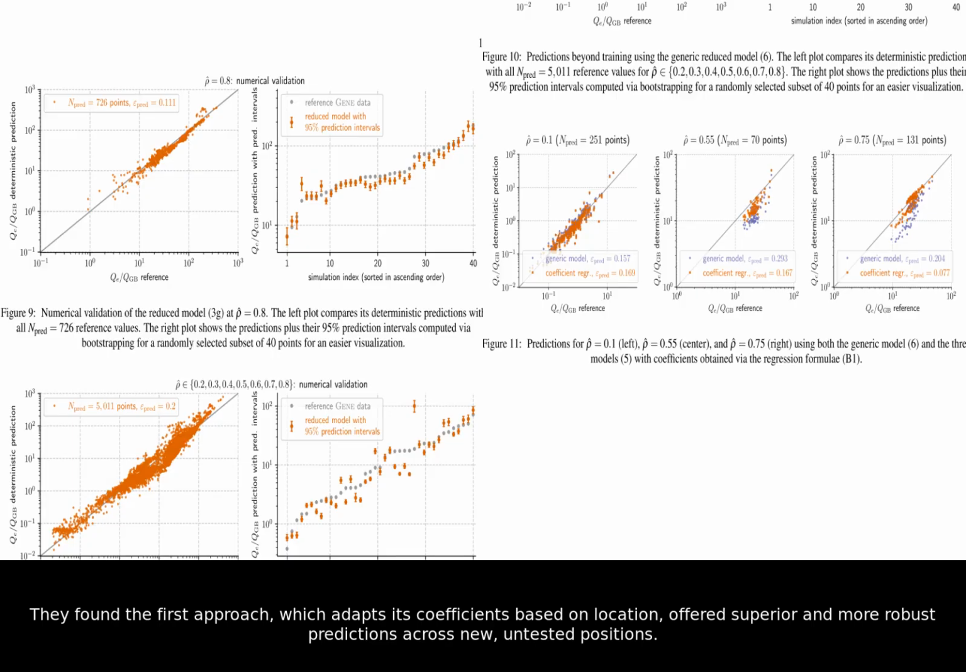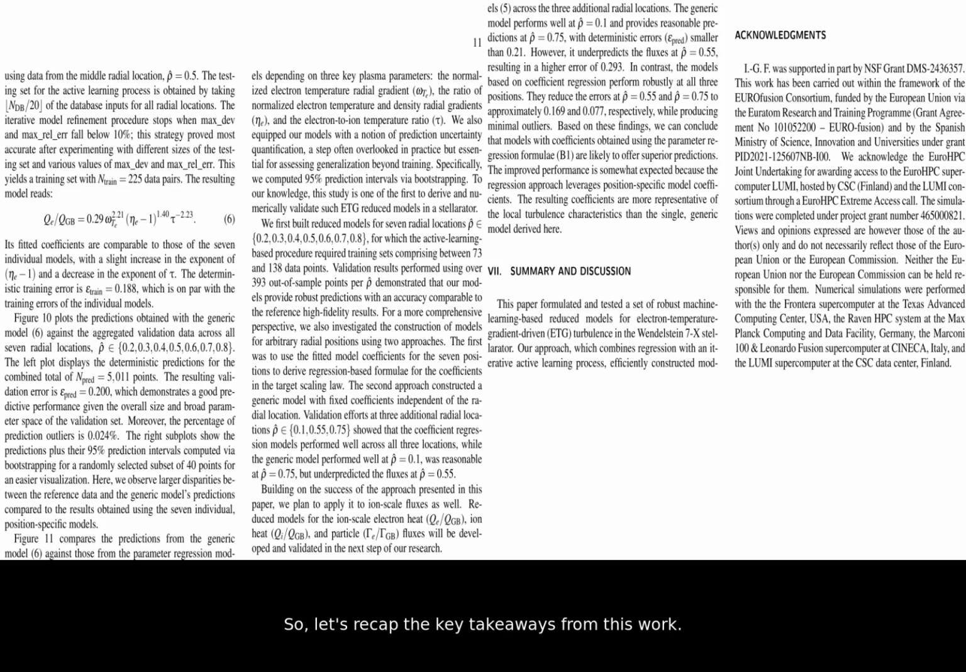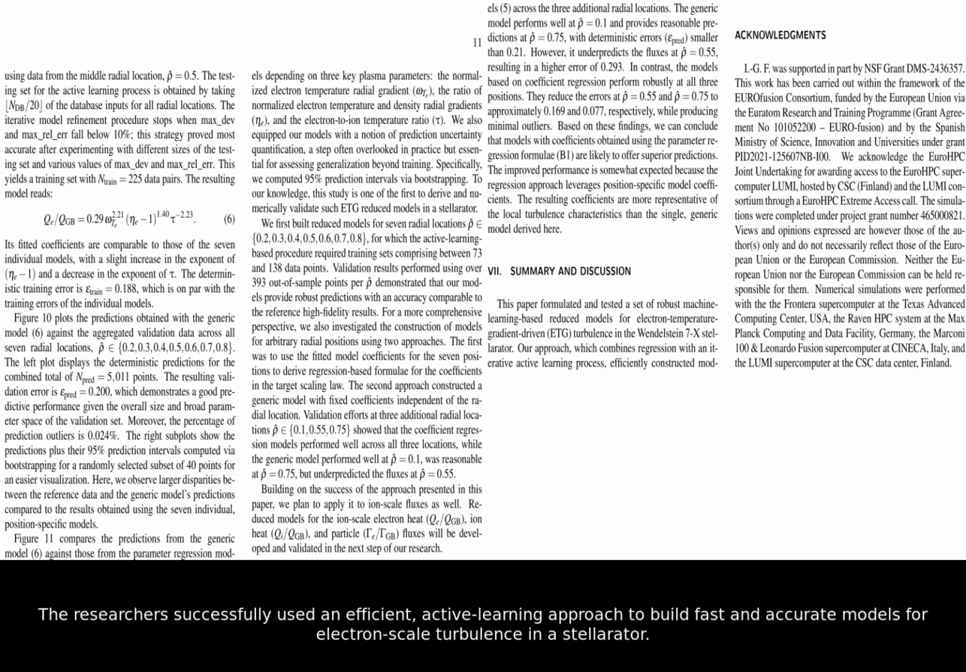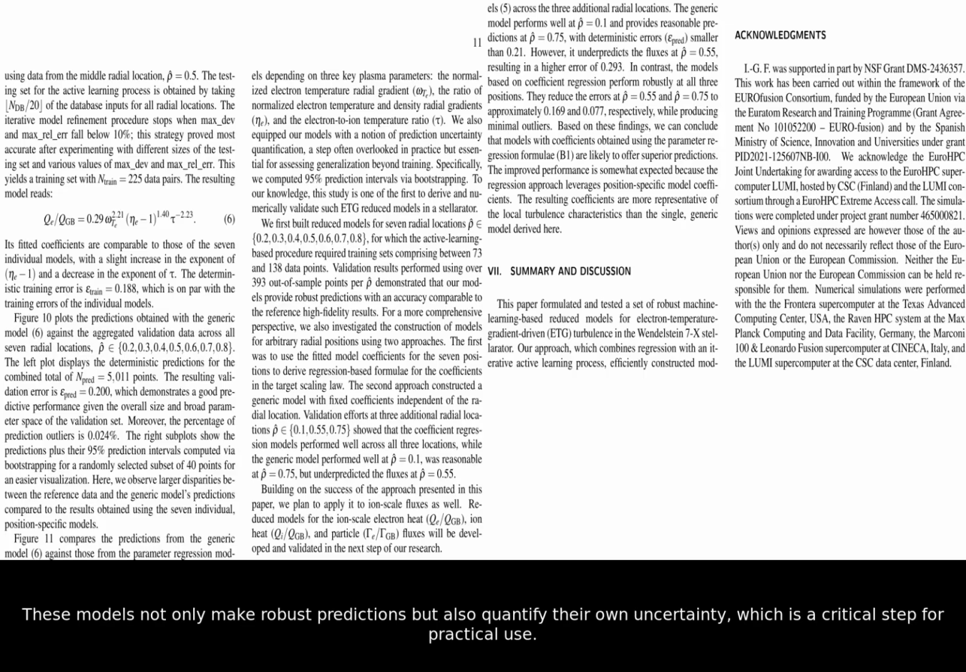So, let's recap the key takeaways from this work. The researchers successfully used an efficient, active learning approach to build fast and accurate models for electron-scale turbulence in a stellarator. These models not only make robust predictions, but also quantify their own uncertainty, which is a critical step for practical use.